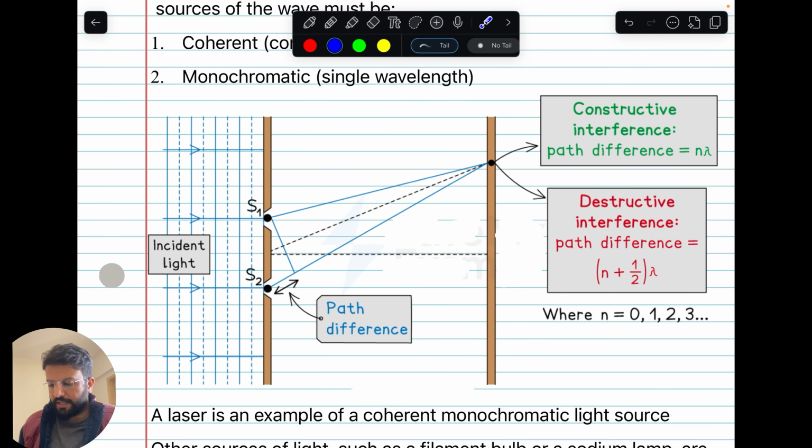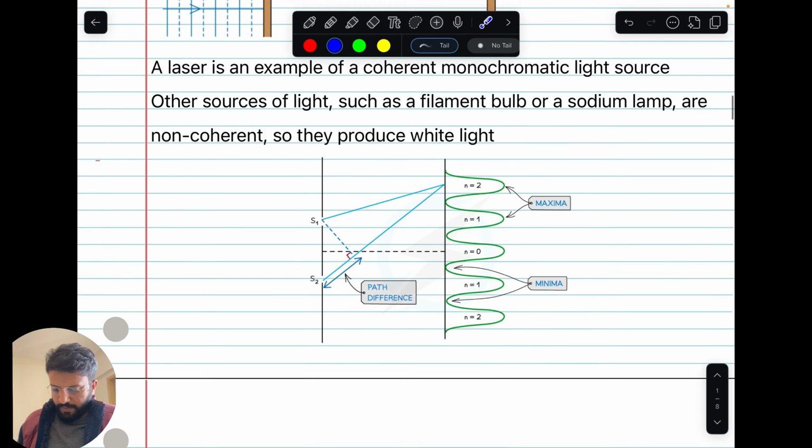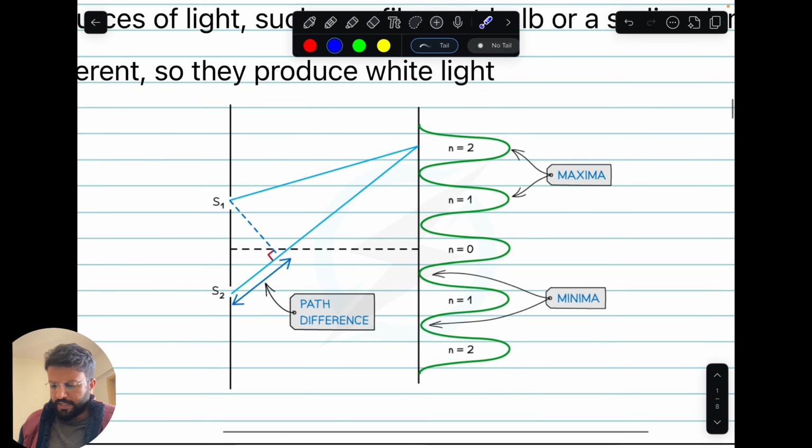When the light reaches the screen, where crest meets crest, there will be constructive interference, and the condition is that the path difference should be n lambda. And when a crest meets a trough, there will be destructive interference. This is the condition for that. This is how you can see it.